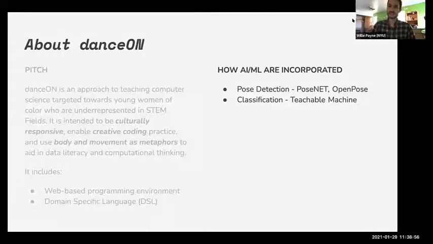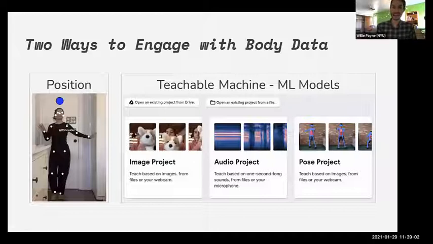Artificial intelligence and machine learning are incorporated in two main ways. You have access to position data of different points on your body. This uses PoseNet and OpenPose. And then, as in the third presentation today, it also supports Teachable Machine for training models and then integrating them into your code. And I'll show an example of that.